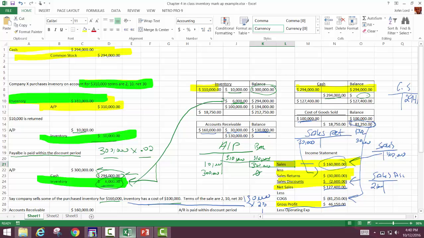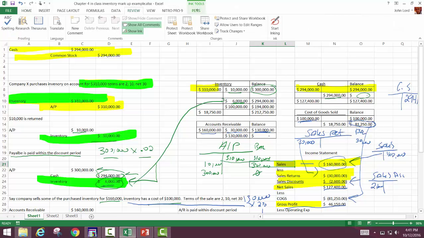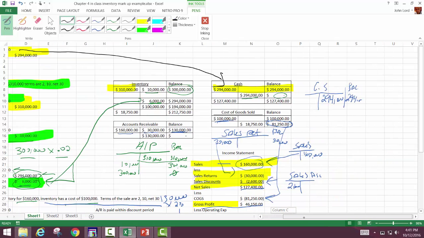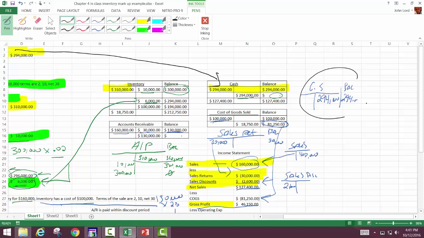You can see that we have this company starting business in this example, and they start business by doing what? By getting $294,000 in common stock. So they credit the common stock, they debit the cash, and when we do that, we post the debit to cash. We post the credit to common stock, right? And that's pretty much all that's going to happen with common stock in this.